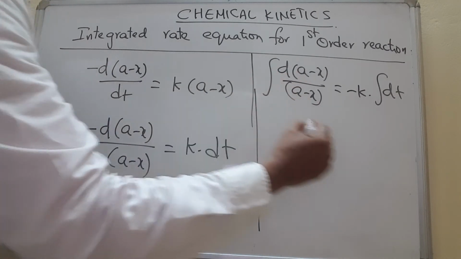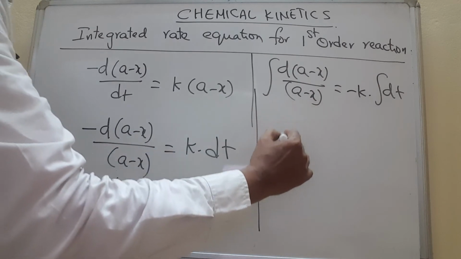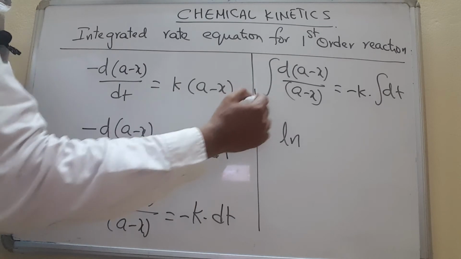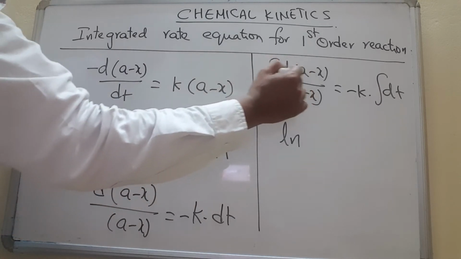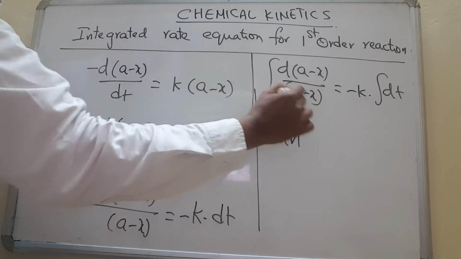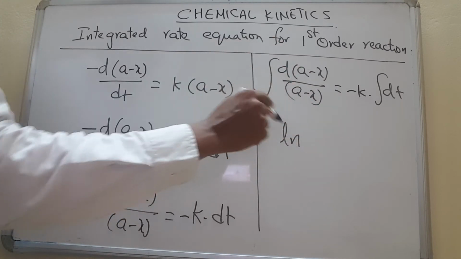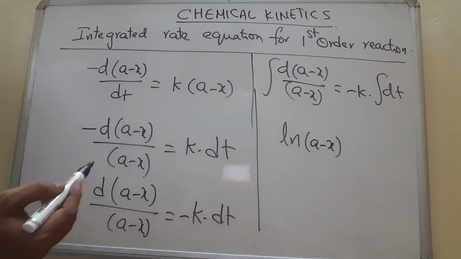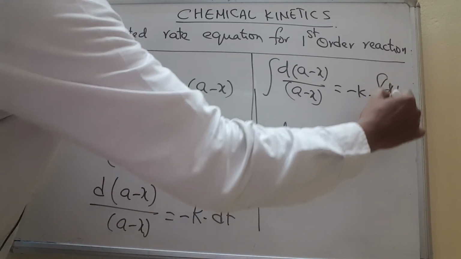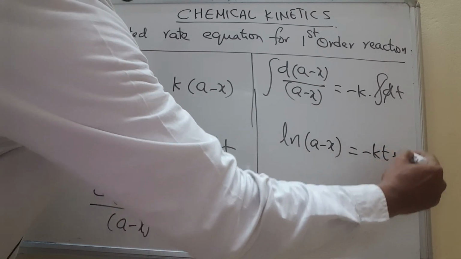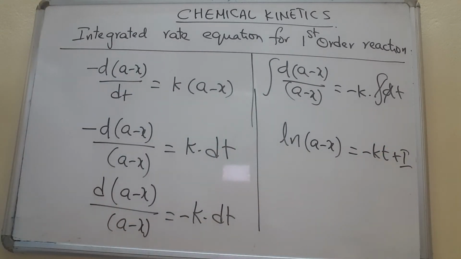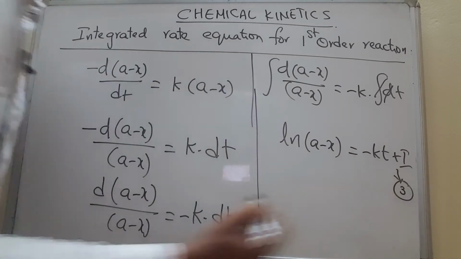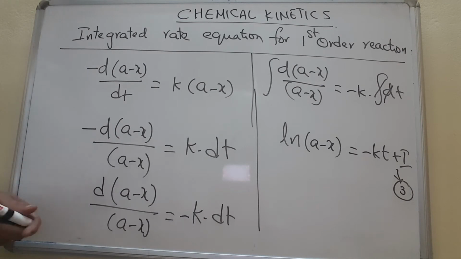Integration of dx by x is equal to ln x. That is the integrated formula. Then x is a minus x. That's why it becomes ln of a minus x. Then here integration and differentiation get cancelled, minus kt plus I. So if we integrate on both sides, we add one integration constant I, so this equation can be treated as equation number 3. Then how to get I value?